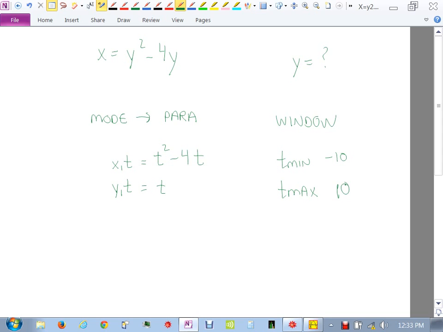Anyone not getting the picture? Anyone not getting the sideways parabola? No? Everyone's good? Okay, get the other one then. You remember what the other one was? It was, don't erase the one you have, 2y minus y squared. So now you're going to be working with the x2t, y2t, right?